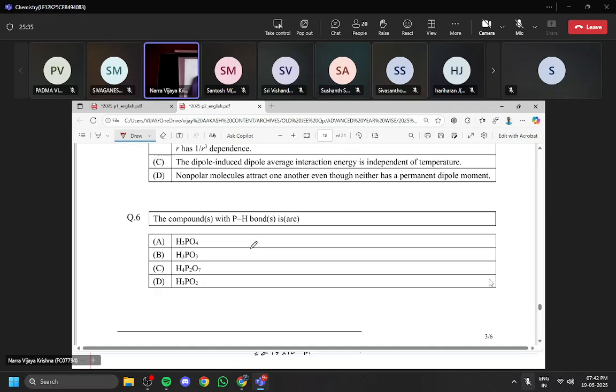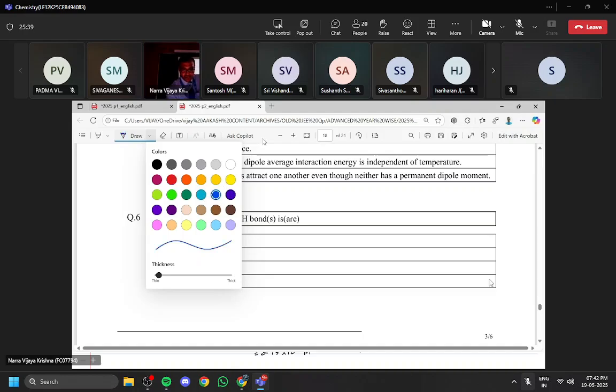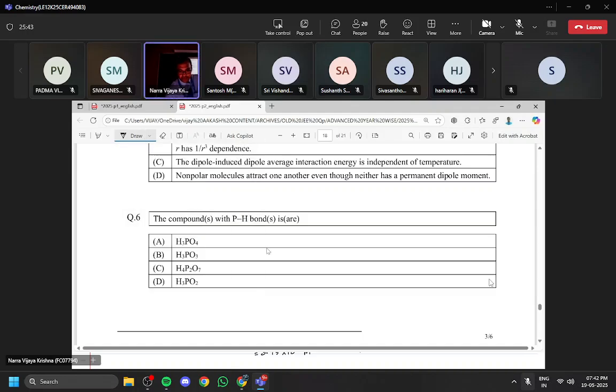What is H3PO4? H3PO4: P double bond O, OH, OH, OH. Is it H3PO4? Phosphorus is in +5 state. What is the name of it? Orthophosphoric acid.